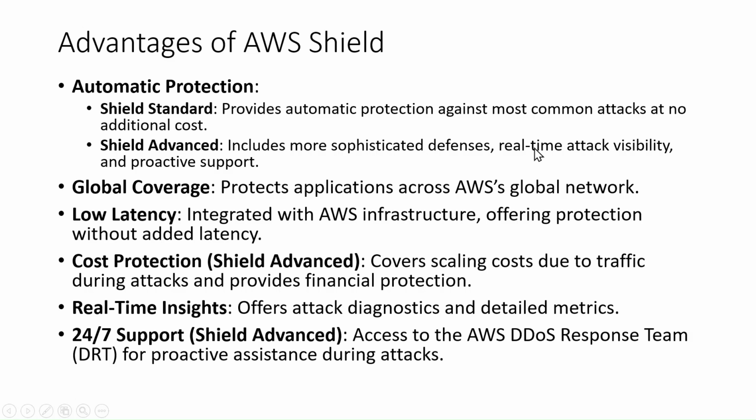If you want real-time visibility and support, at that time you need to go with Advanced. And it's global coverage. It protects applications across the AWS global network, so it is not restricted to any of the regions. It's completely global with low latency, integrated with AWS infrastructure, offering protection without added latency. So without any delay in accessing the application, it will process within a fraction of a second or milliseconds. And cost protection, so you need to choose wisely.